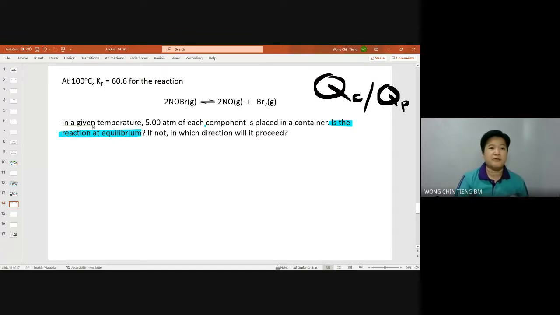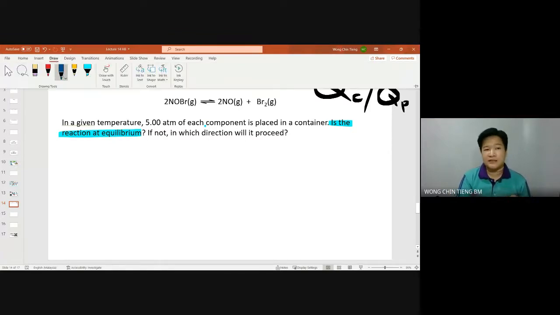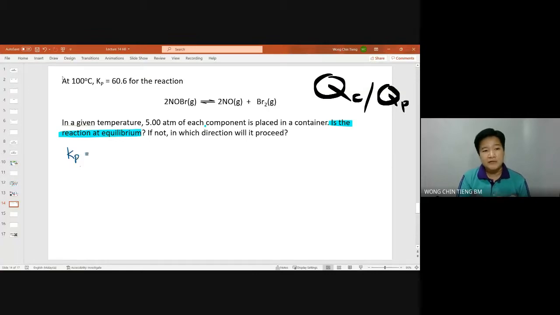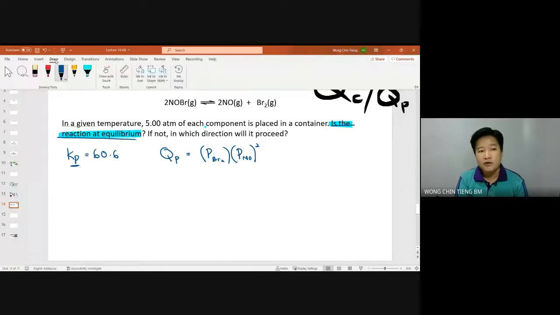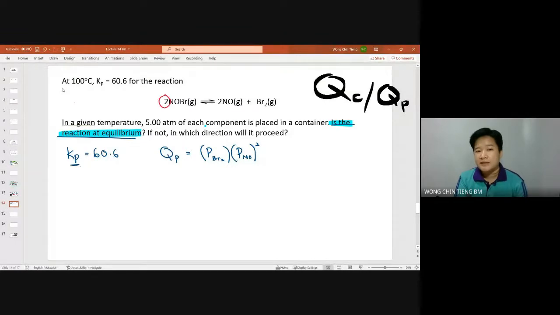Alright, very simple question, because I only want to teach the concept, not give difficult questions. KP given 60.6. The question asks: is the reaction at equilibrium? KP, so straight away QP. Formula for QP, if it is a subjective question, we will still give marks. So make sure you write the partial pressures in your QP. Don't forget the power of 2. The entire formula of your QP, QC, KC, KP is the same. Still looking at gases. Still looking at exact numbers. That won't change. Still product versus reactant. That won't change. Same.